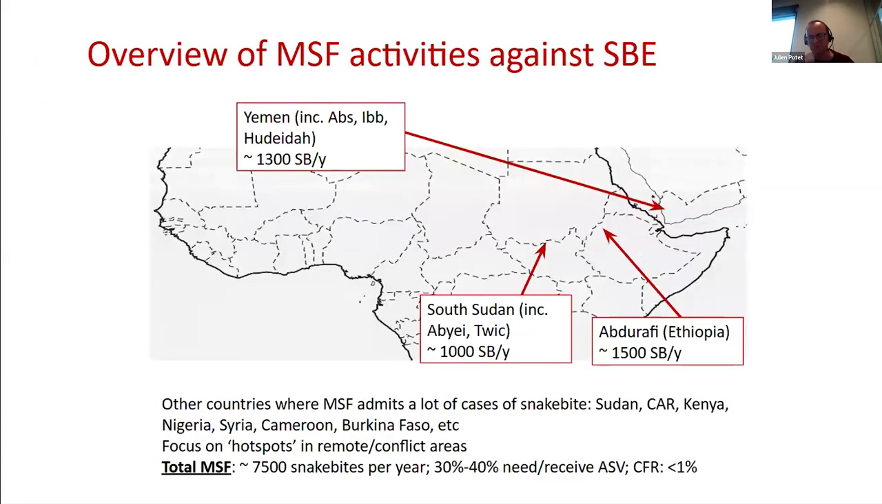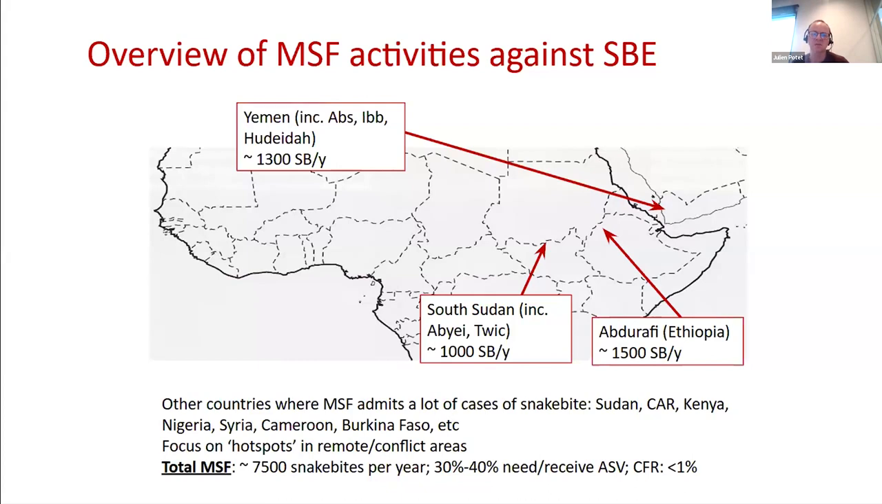Next slide, please. This is an overview of the projects where we have a lot of cases and a lot of admissions caused by snakebite. You can see that there are three major countries where we admit a lot of patients with snakebite envenoming: in Yemen, in Ethiopia, and in South Sudan. But of course, there are also other countries where we admit cases of snakebite, like Sudan, Central African Republic, Kenya, Nigeria, Syria, Cameroon, Burkina Faso, and others.